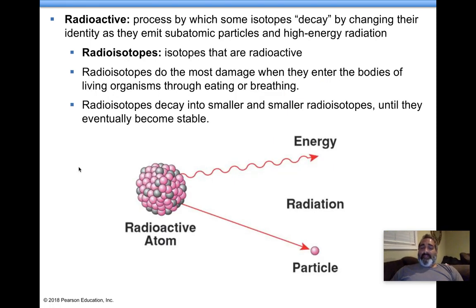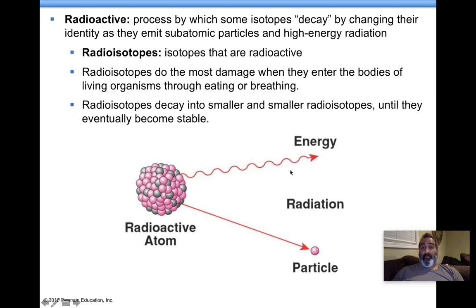Some elements are radioactive, which means they break down, they decay over time. When they decay, they eventually become something stable. During this decay process, they give off radiation. Some of this radiation can be very harmful to us depending on what is breaking down and the kind of reaction that's taking place.